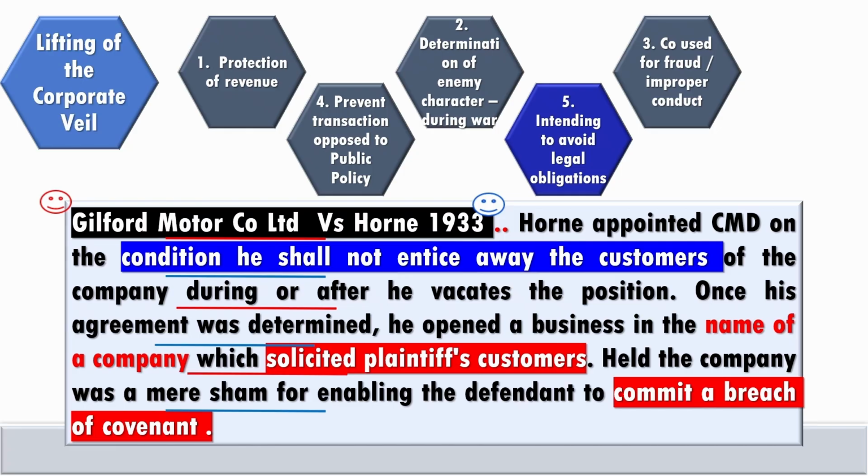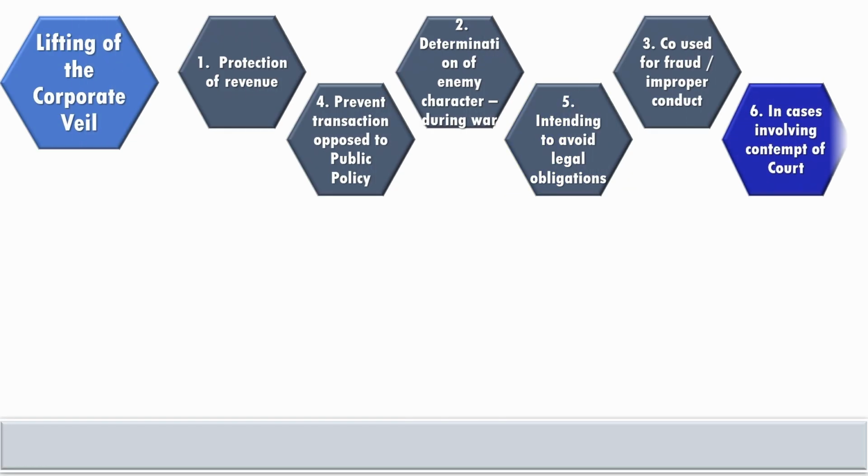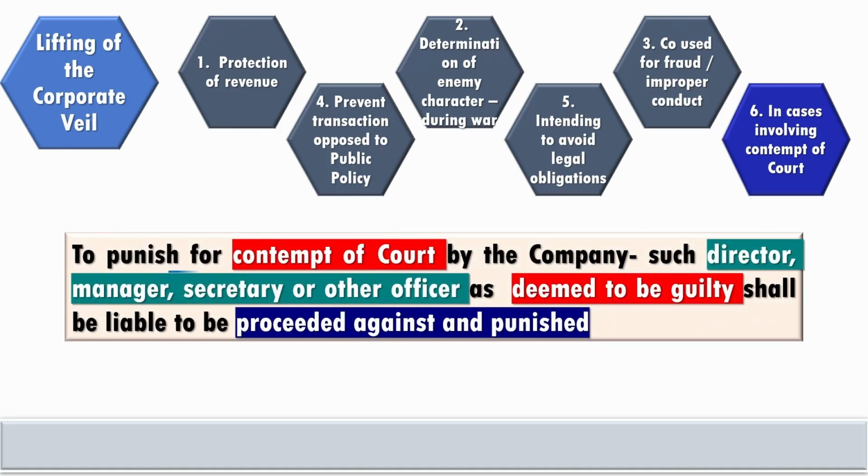Courts invariably go after the persons who are responsible, lifting the corporate veil in cases involving contempt of court. Be it a director, manager, secretary or other officer, he will be proceeded against and punished, disregarding the separate legal entity of the company. Thus, in all, there are 6 instances where the corporate veil will normally be lifted: for protection of revenue, for identifying an alien enemy, in cases of fraud or improper conduct, acts opposed to public policy, where intention is to avoid legal obligations, and cases involving contempt of court.